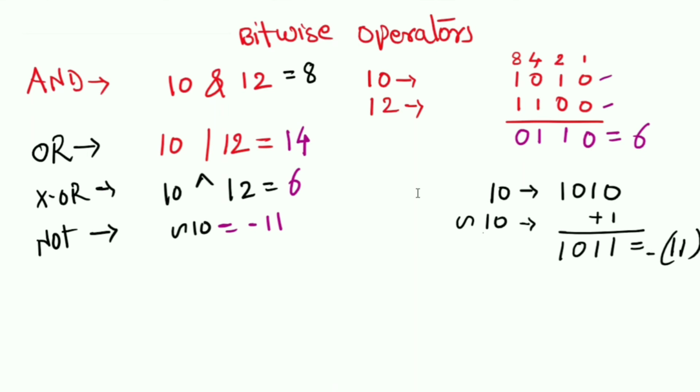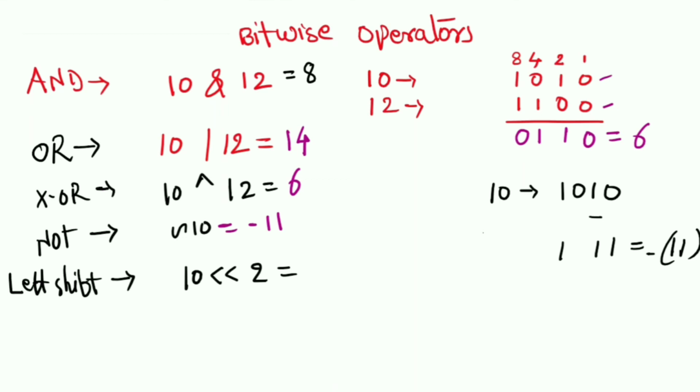Now the next operation is the left shift. In left shift, suppose I want to do 10 left shift by 2 bits, how can we do that? For that purpose, again, I have already written 10 in binary here. So simply I need to write it in the 8-bit format. That's why 0 0 0 0, this is the 8-bit format.